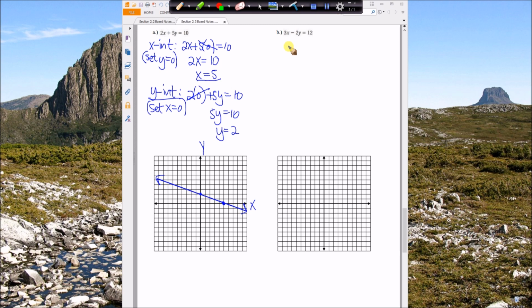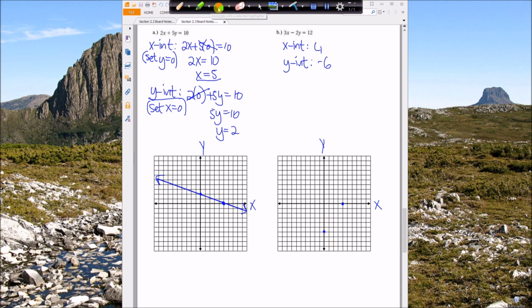You know, I've already done this before I started making my video, so I have the answer already. I'm not going to go step by step through this. I think you're good enough to do that. I'll just tell you that the x-intercept here turns out to be 4, and the y-intercept here turns out to be -6. Okay, so x-intercept on the x-axis at 4, and y-intercept on the y-axis at -6, which would put us down here.